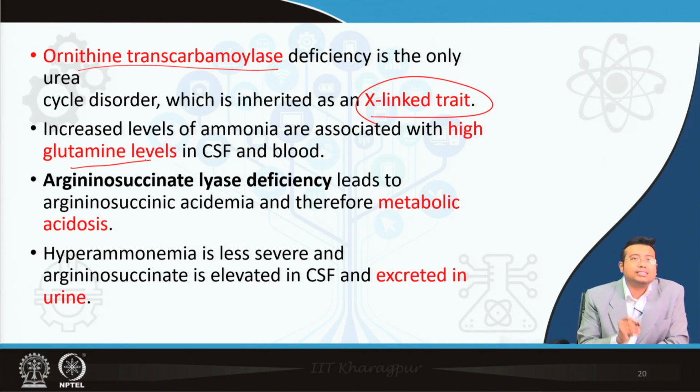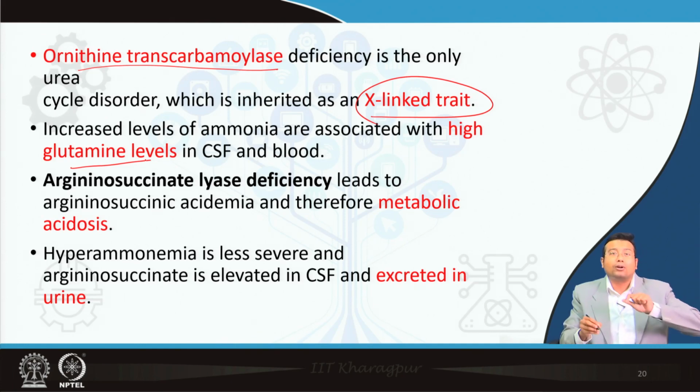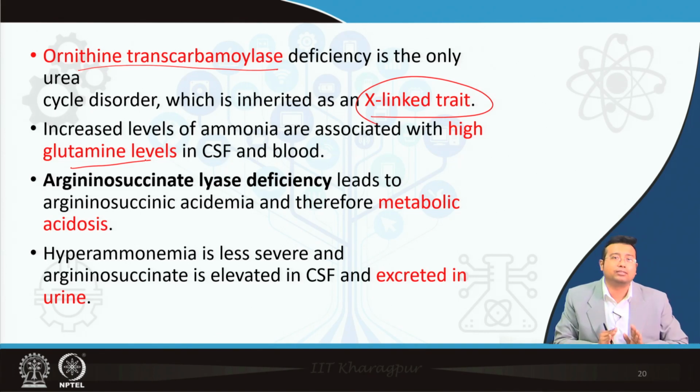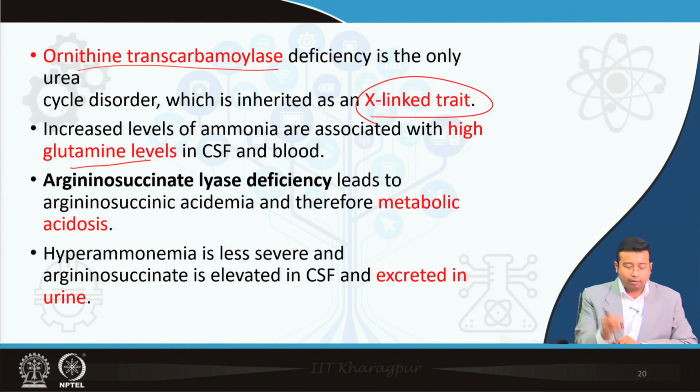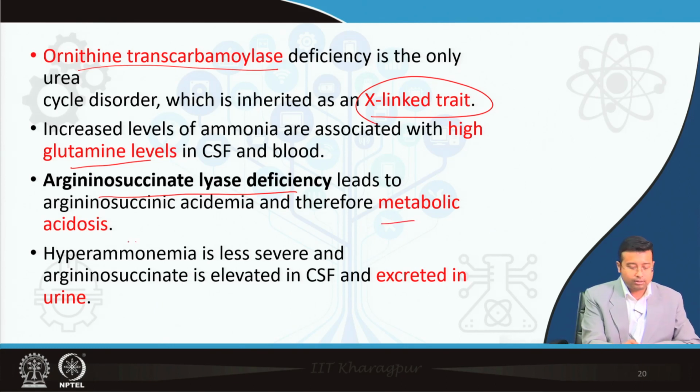Next, argininosuccinate lyase deficiency. If you want to follow these step by step, it is very important that you are also following the urea cycle that you have drawn. Then it will be very easy for you to locate the enzymes, and the product immediately before will get accumulated. This is the story of all enzyme deficiency disorders. The reactant on which the enzyme is acting will accumulate. So, whenever there is a deficiency of argininosuccinate lyase, which acts on argininosuccinate, or argininosuccinic acid, argininosuccinate accumulates in the body and ultimately leads to metabolic acidosis.